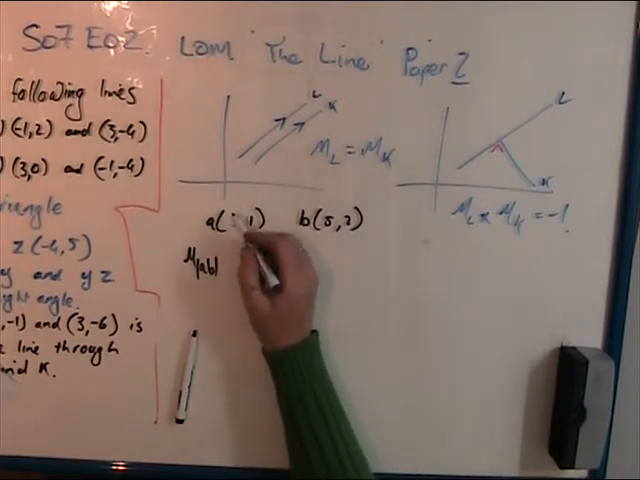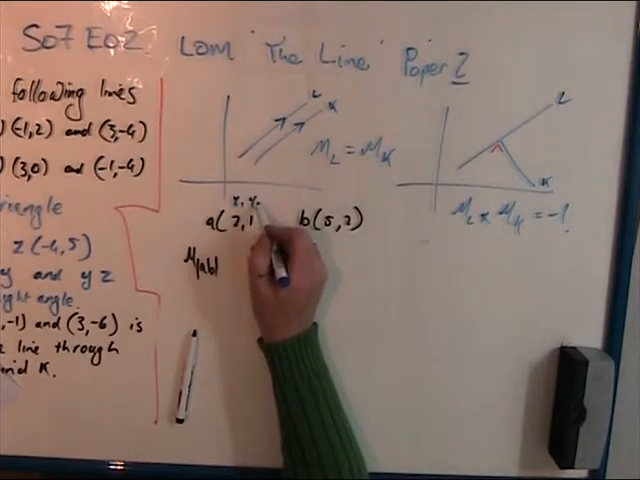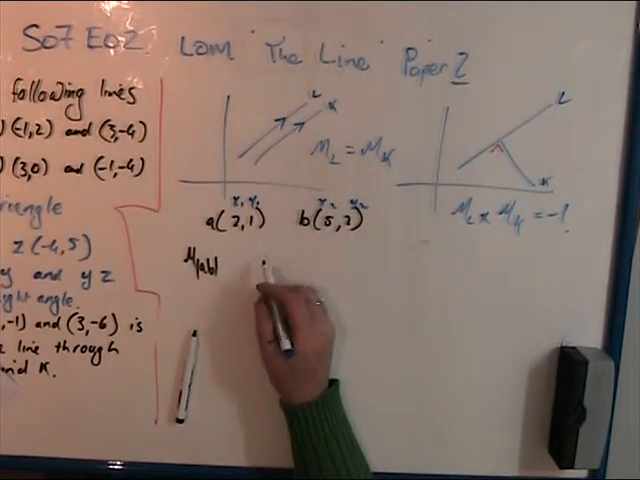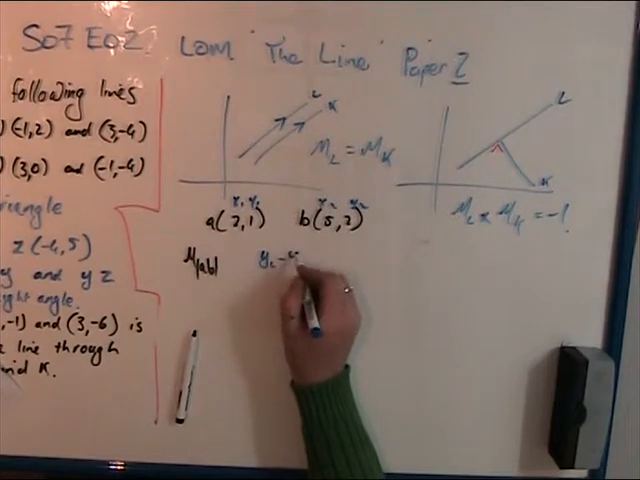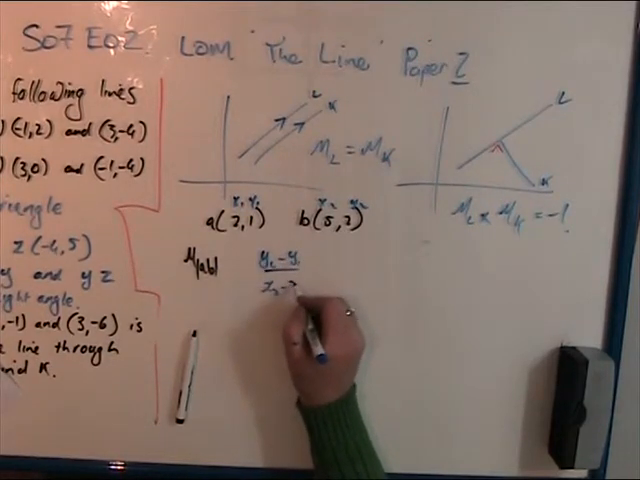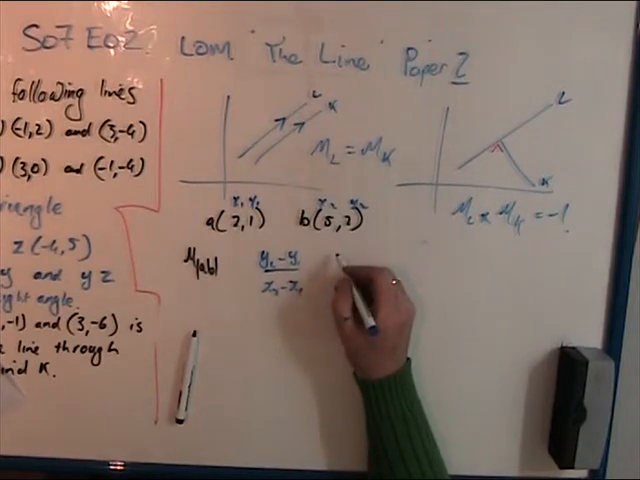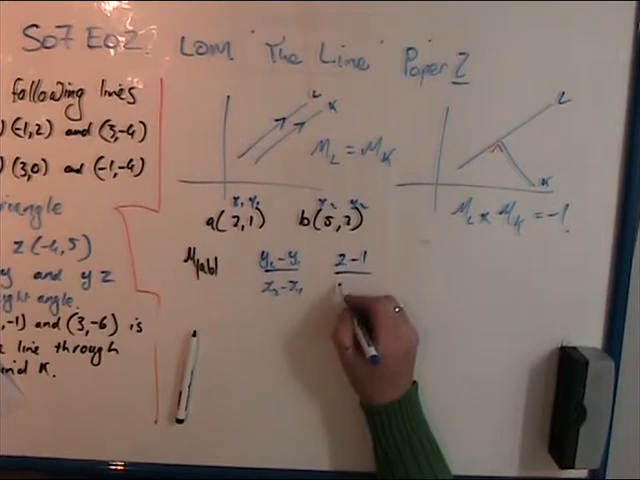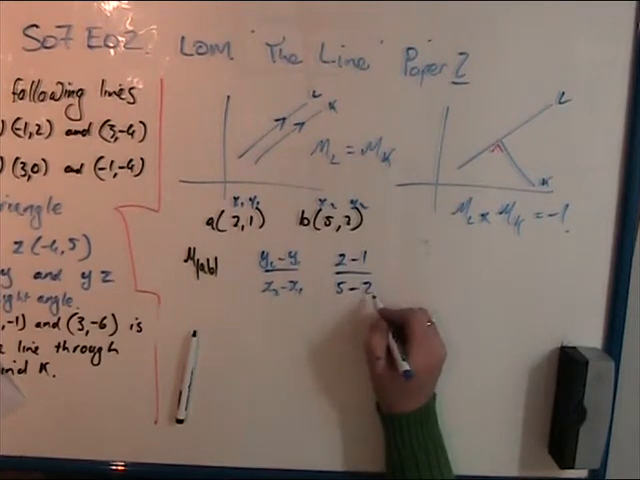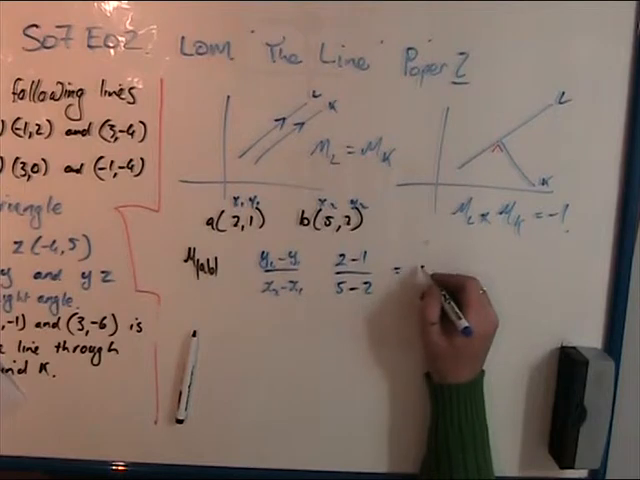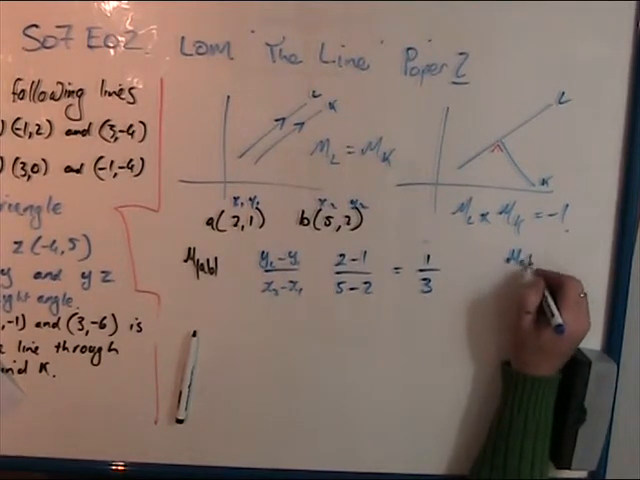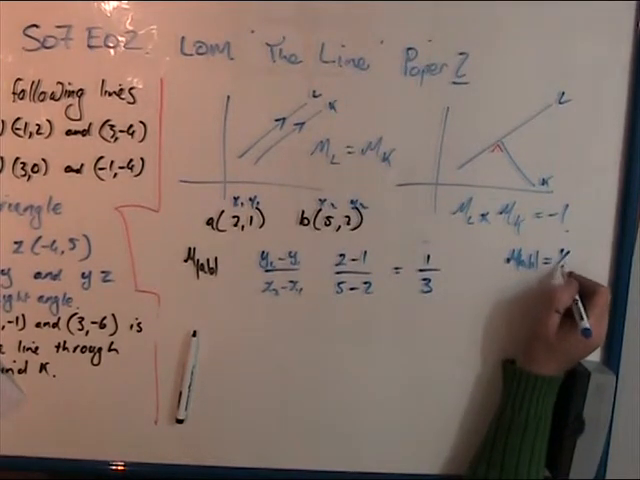So how do I find it? So first of all, I have to label these points. Must always label them x1, y1 and x2, y2. And the formula is y2 minus y1 over x2 minus x1. So y2 is 2 minus y1, over x2, which is 5 minus 2. Okay? And 2 minus 1 is 1, 5 minus 2 is 3. So m of AB, the line AB, is equal to 1/3.